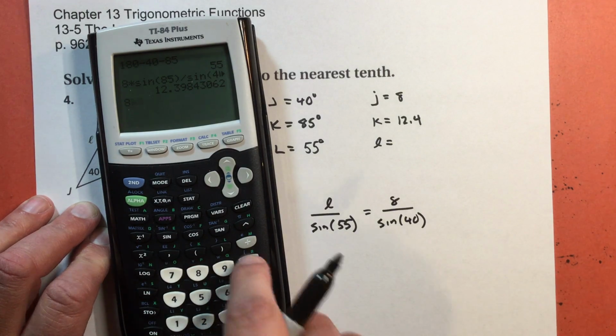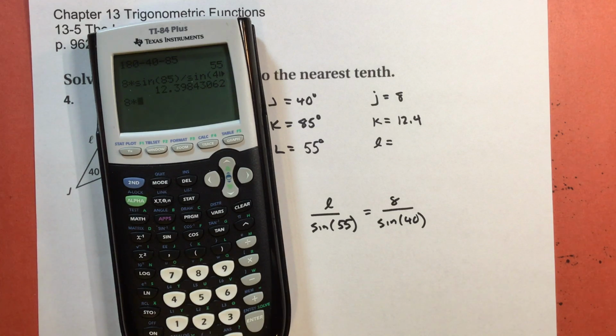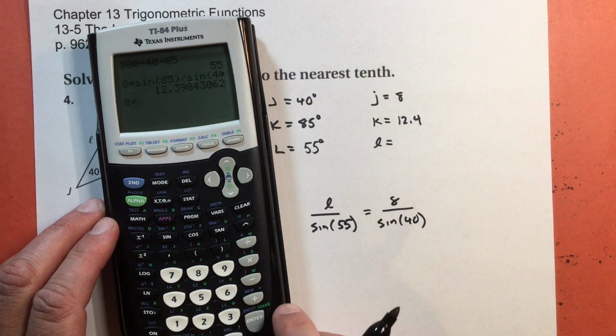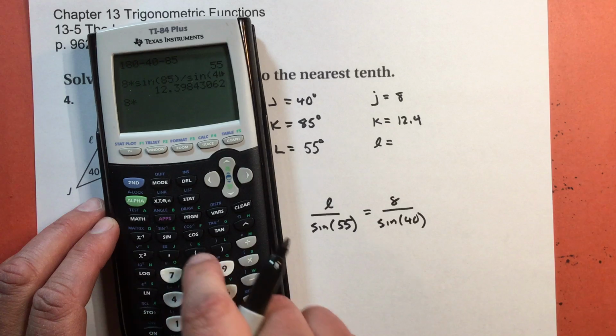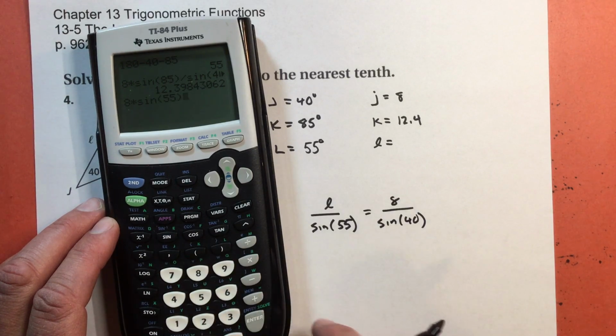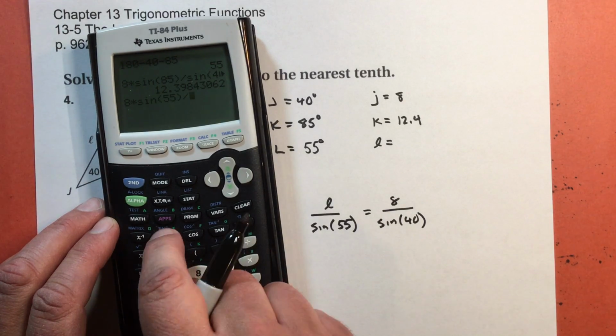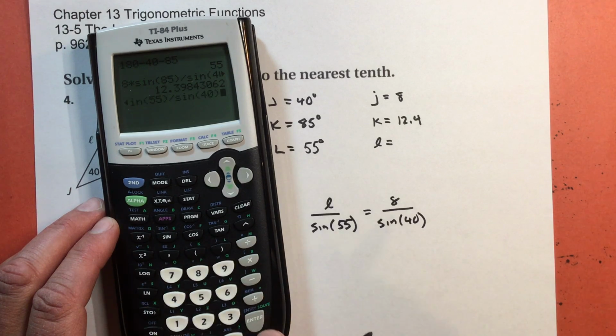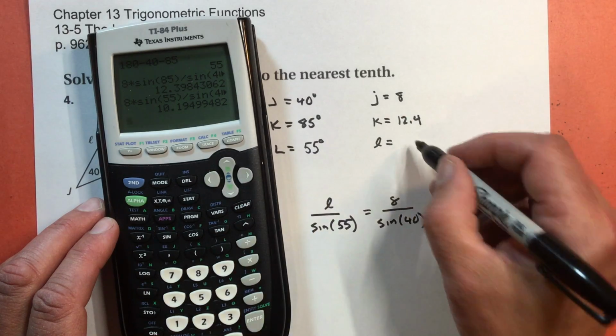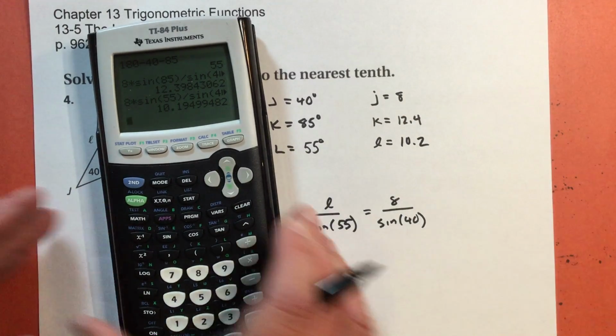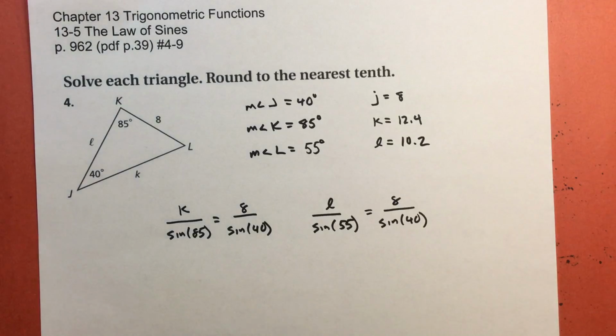And solving for L is going to look the same, except I'm just using a different angle here. So I've got 8 times sine of 55 divided by sine of 40. And again, rounding to the nearest tenth, the 0.19 is going to give me 10.2. Okay, there's one.